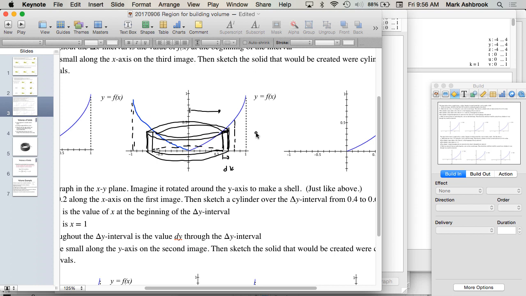In the current interval, the height's going to stay constant at that starting function value. It's going to stay constant. When we get to the next interval, yes, the height will be different. But we only care about what's happening at the current value of x, which means that the radius increases and height stays constant.